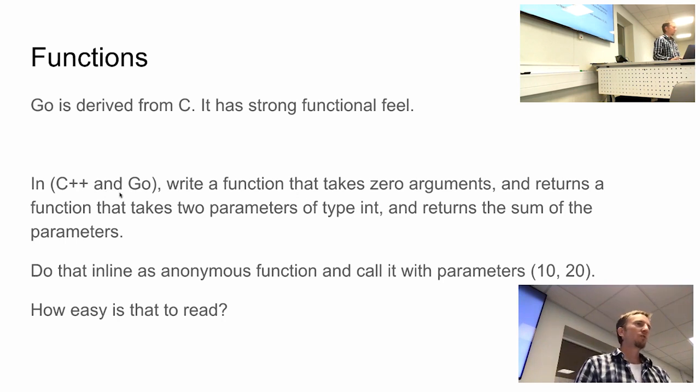So there is a homework for those of you who like homeworks. Write a function that takes zero arguments and returns another function that takes two arguments of type int and returns the sum of those parameters, right? So that's relatively straightforward.